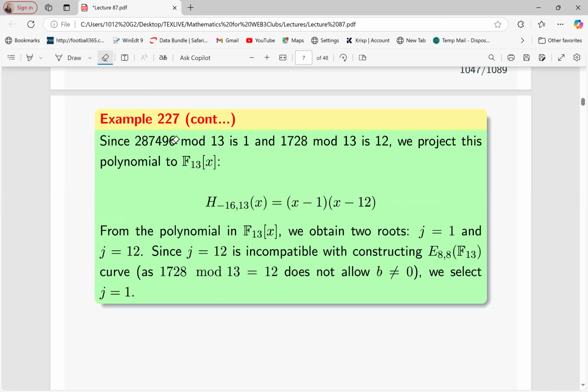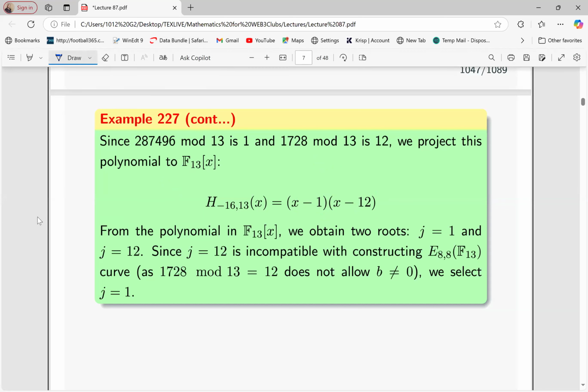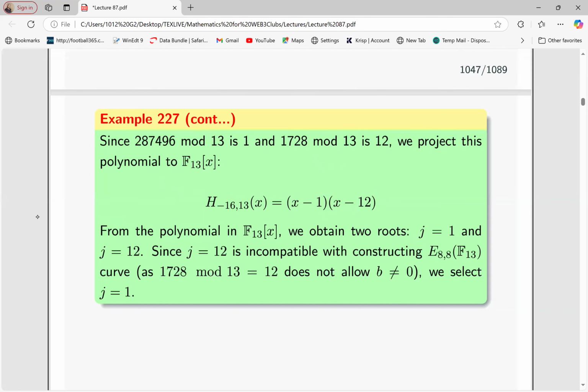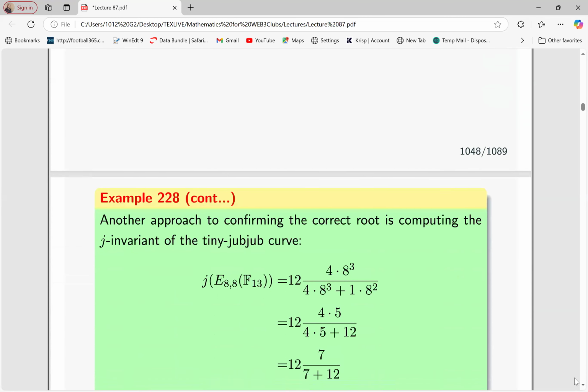So that's what I've just explained here. I've said from this we obtain J is 1 and J is 12. But this is not correct because we had done this one earlier and we found that the J invariant is supposed to be 1. Of course, you can prove that what we had done earlier is this.